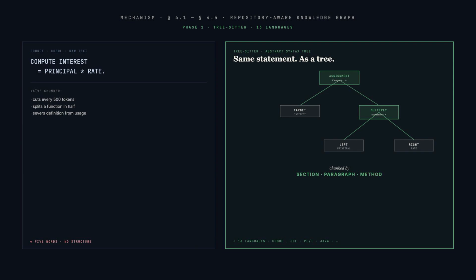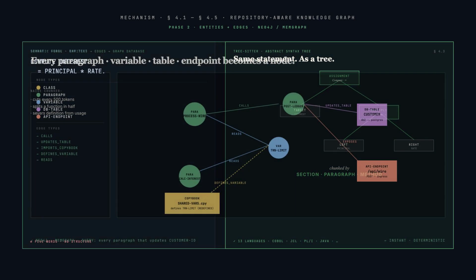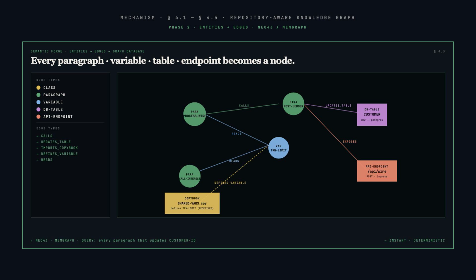Phase 1. Tree-sitter parses the legacy codebase across 13 languages, including COBOL, JCL, PL/I, and Java. Every file becomes an abstract syntax tree. The parser respects logical boundaries. Code is chunked by section, by paragraph, by method. A function is a discrete unit of logic, not a random span of text.